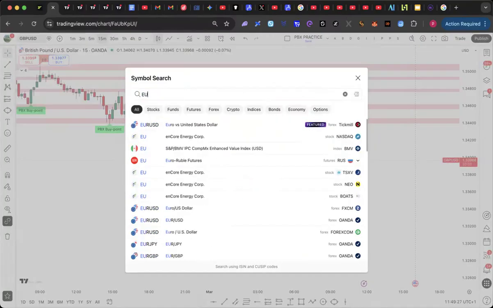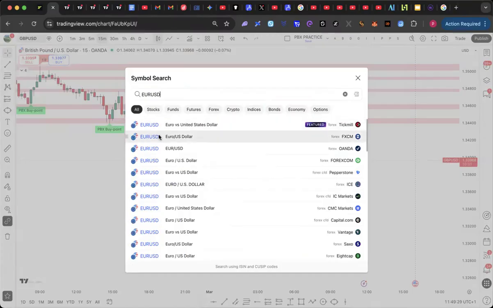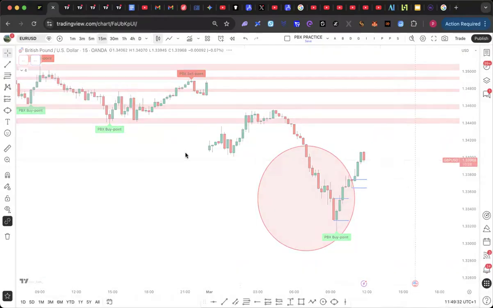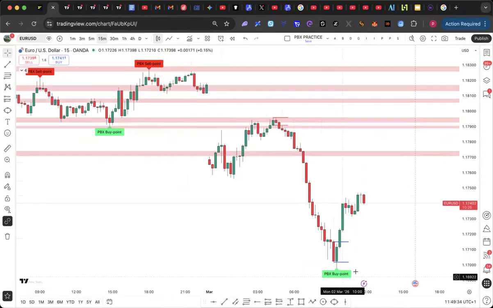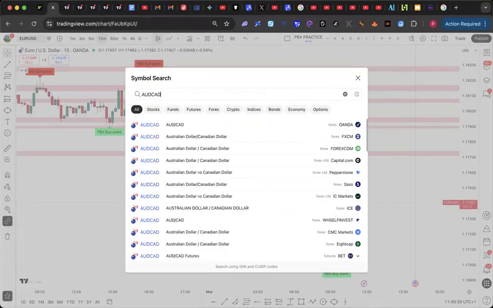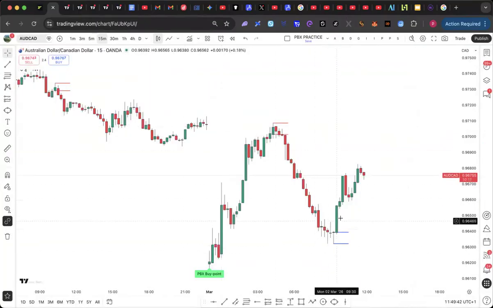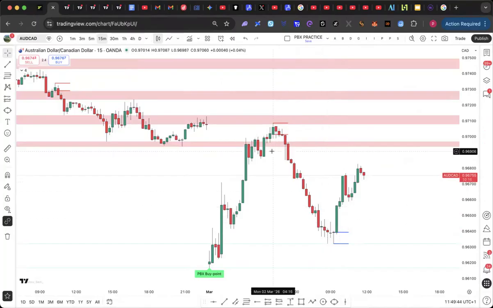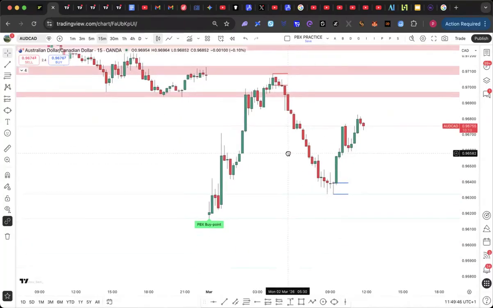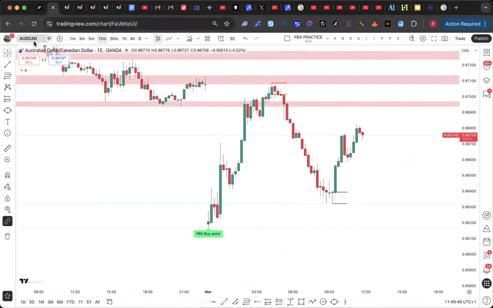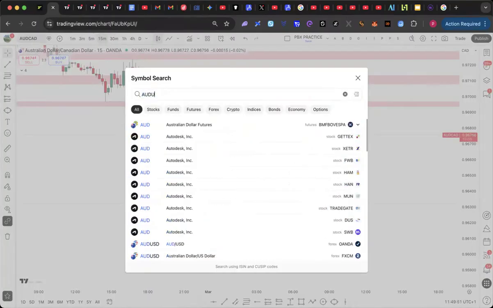Then the same thing will have happened to EURUSD. Here you have EURUSD. Fantastic. The same thing, right? Then AUDCAD. Here you can see the same thing happened. Massive sell, right?